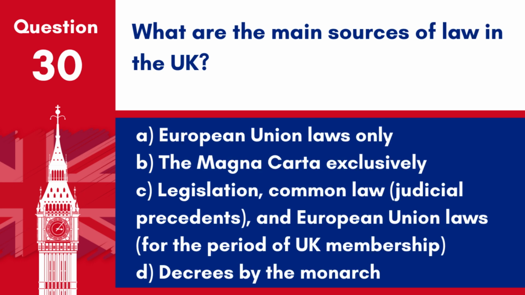Question 30. What are the main sources of law in the UK? A. European Union laws only. B. The Magna Carta exclusively. C. Legislation, common law, judicial precedents, and European Union laws for the period of UK membership. D. Decrees by the monarch.